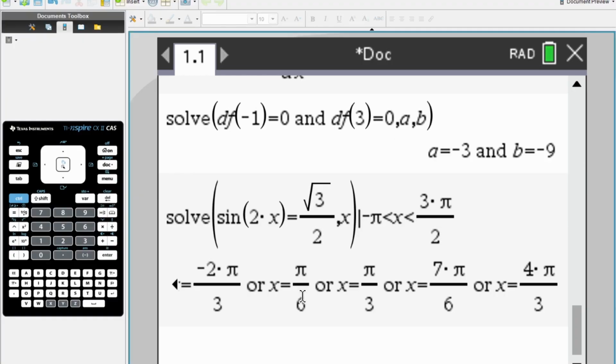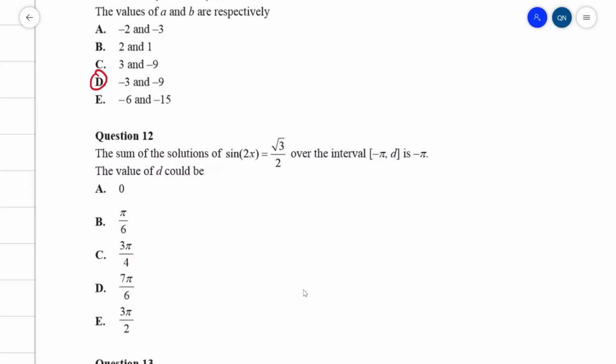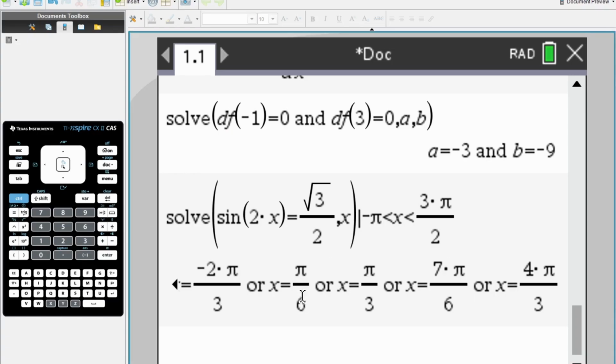But that's a little bit inefficient, I believe, because what you can do is use the zeros command. To use the zeros command, you need to rewrite this equation in terms of something equals 0. In particular, we could write it as sine of 2x minus √3 on 2 equals 0. And the nice thing about doing that is you can use the zeros command now.